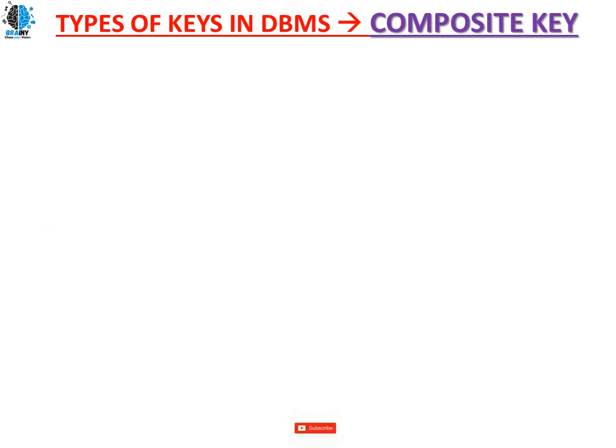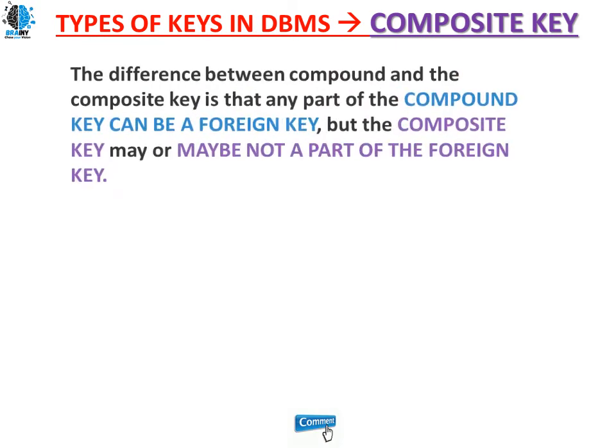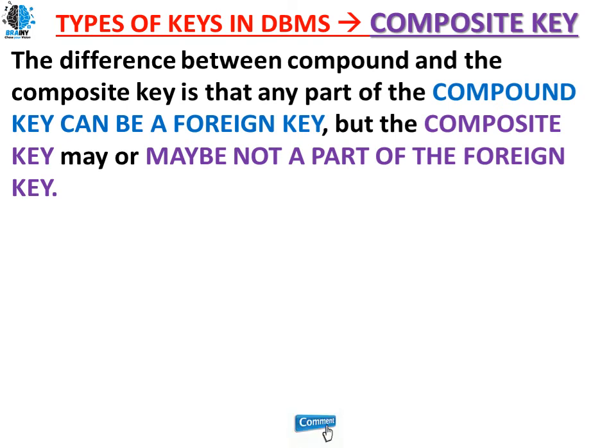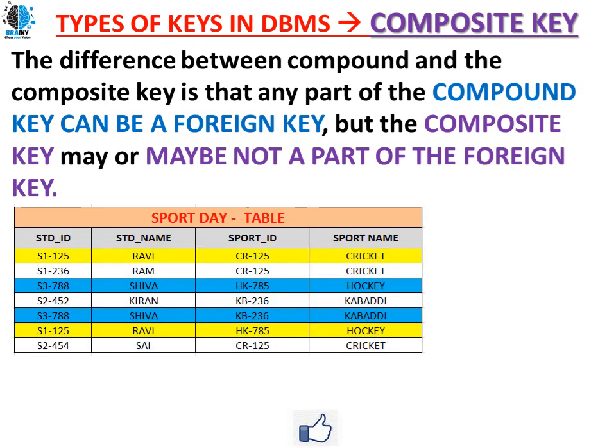composite key. So what is a composite key? The difference between compound key and composite key is that any part of a compound key can be a foreign key, as discussed. So in a compound key, you will be having a foreign key. But a composite key may or may not be part of a foreign key. So let's see this.